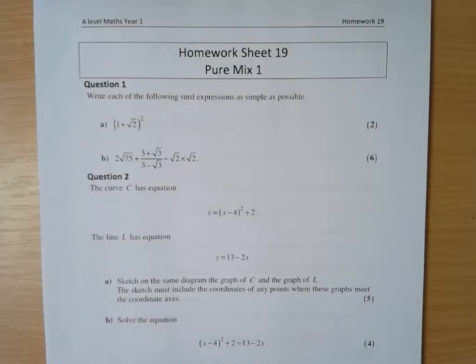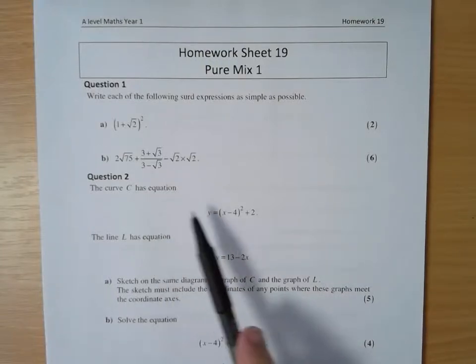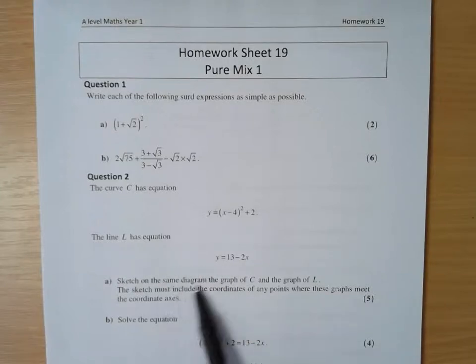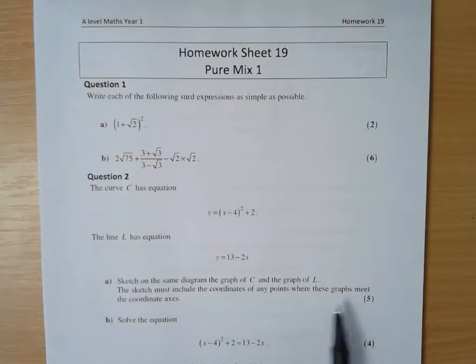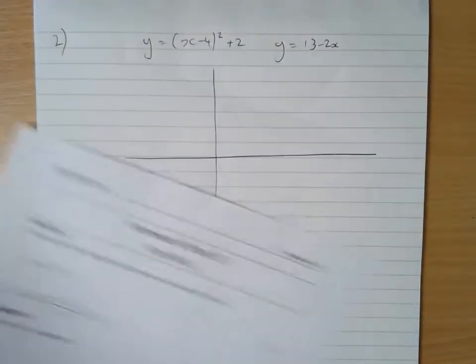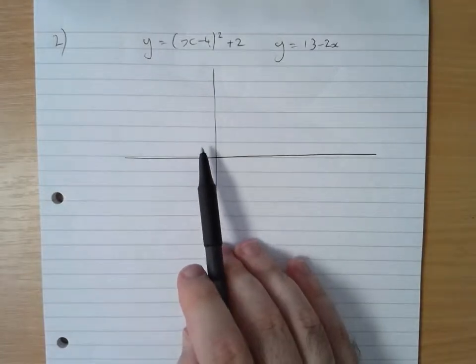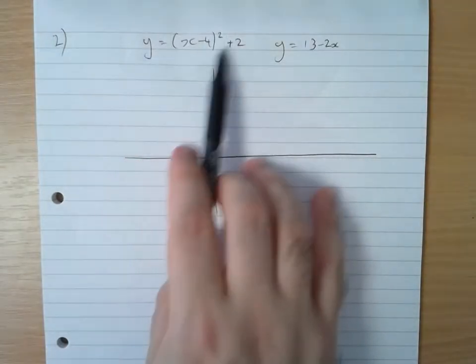For question 2 on this sheet, we're asked to sketch two equations, this one, and we're asked to sketch them on the same graph, and we're asked to show the coordinates of any points of intersection with the axes. So I've drawn myself a set of axes. It specifies here these are going on the same axes. We're going to start off by sketching this one first.